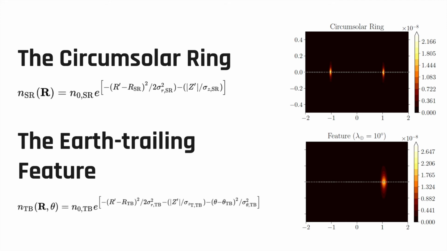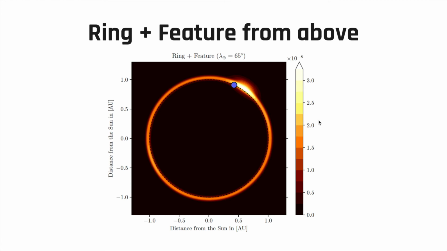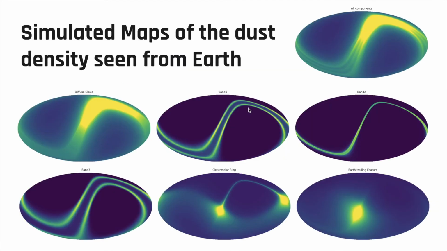Here we see what the ring and feature look like from above, where the Earth has been plotted as a blue dot. And we can see that the feature enhances the region trailing the Earth. And here we see some simulations of what the density distribution of each component would look like on the Earth at a given day, specifically on the 6th of October 2021. These are very useful to look at since the emission will trace the density.